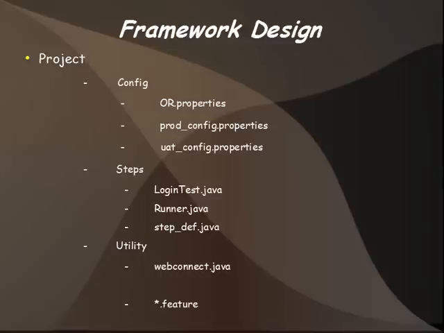So till now this is what we have built: config, steps, and utility, and last is the feature file. Next we will be completing the prototype solution using Cucumber, and we'll be seeing the Selenium stuff also. Okay, that's it for now.